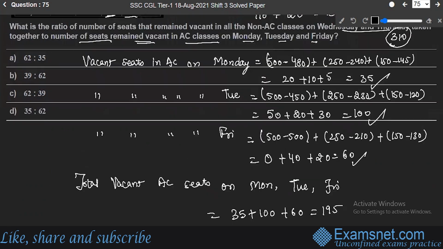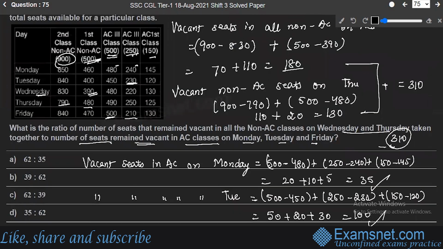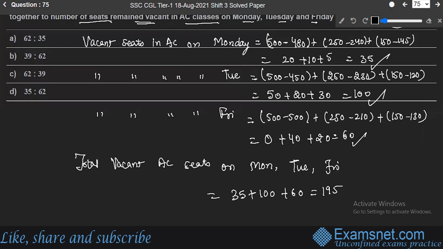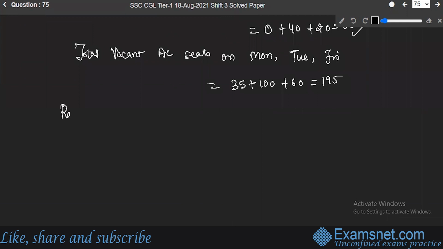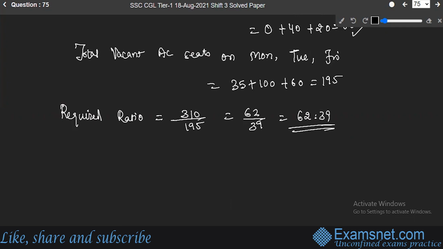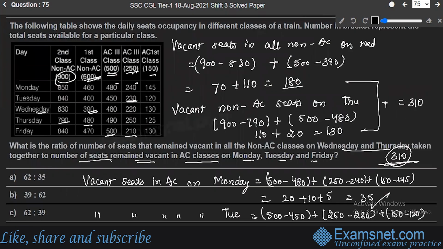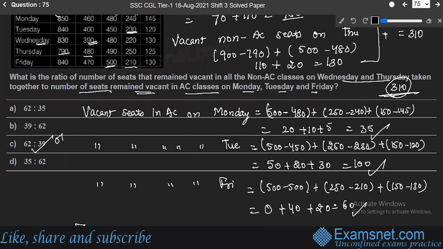You have to find out the ratio of the two, like 310 and 195. So the required ratio is 310 is to 195, that is equal to 62 upon 39. So the required ratio is 62 is to 39. Let's check with the options. Option C is the correct answer to our question. Hope you are clear with this.